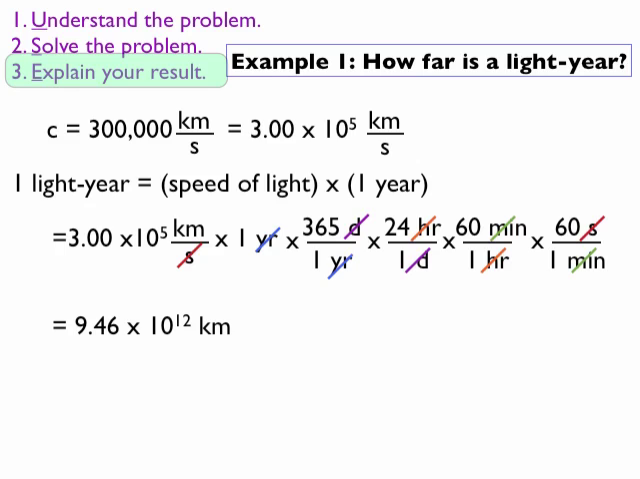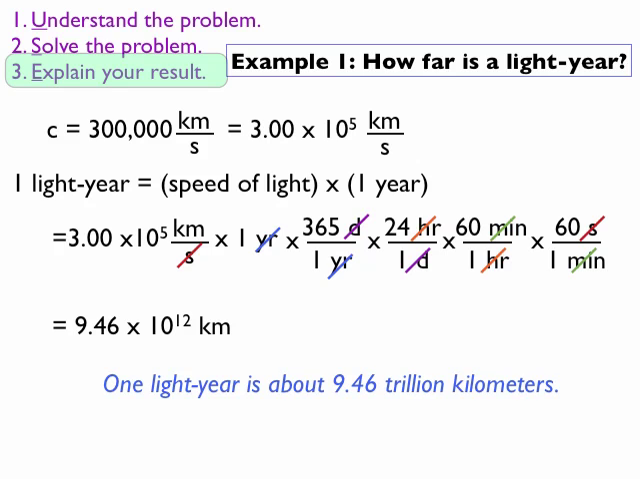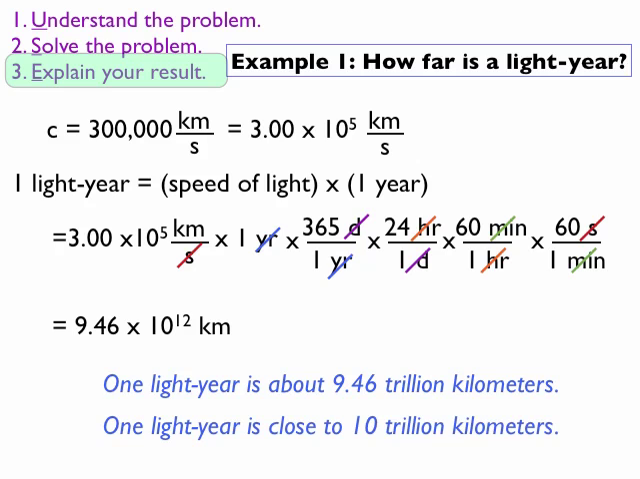It came out as a distance, as we knew it must, and it's a very large distance, which makes sense because light travels very fast. To explain the answer, we can simply give a sentence that shows what we've learned, such as 1 light year is about 9.46 trillion kilometers. Or, to make the key point easier to remember, we can state that 1 light year is close to 10 trillion kilometers.